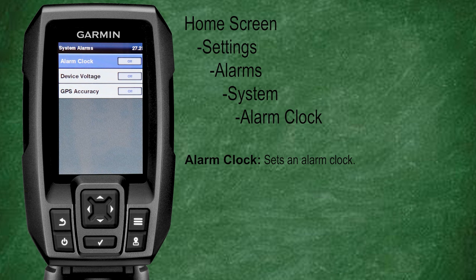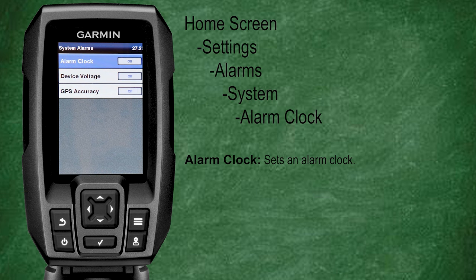Our final alarm menu will be our sonar alarms. This is where we'll be able to set alarms for shallow water, deep water, water temperature, and fish alarms. These alarms are going to be a personal preference for each angler, vessel, and the conditions that you fish. The shallow water alarm can be set to on, and you'll be given the option to set a desired alarm depth. If the depth goes below that set point, then your alarm will sound.